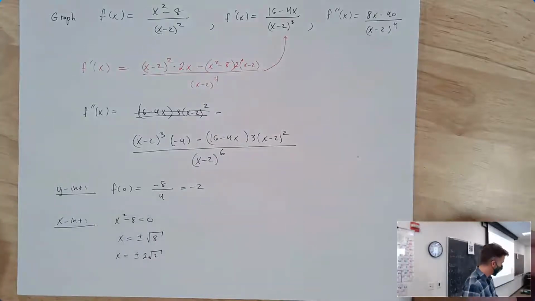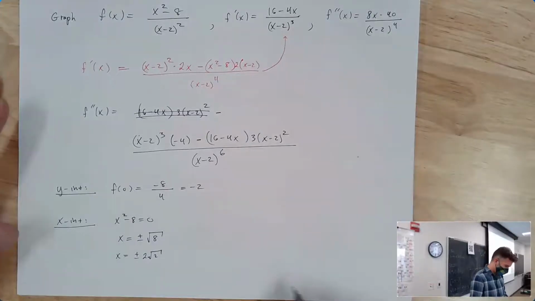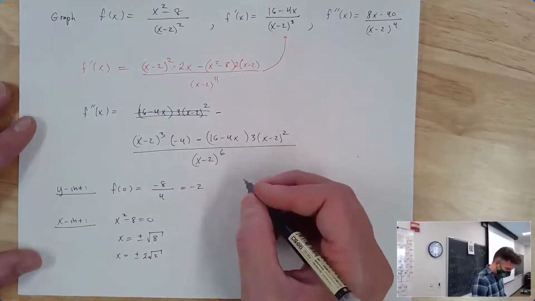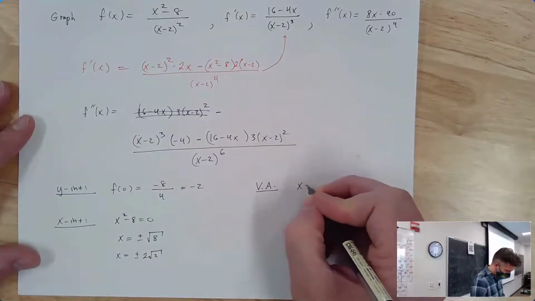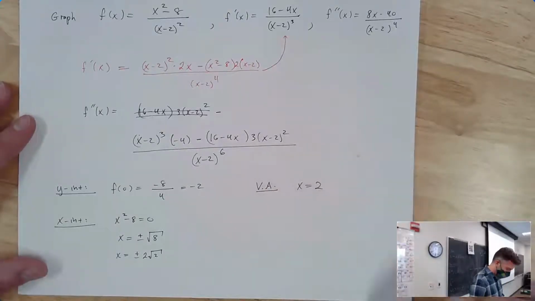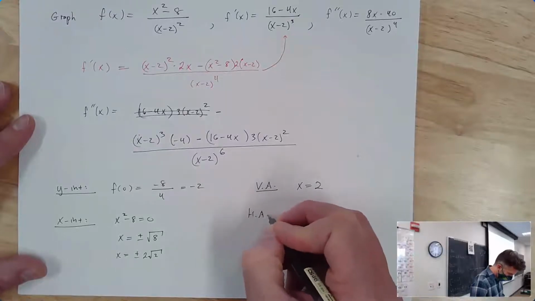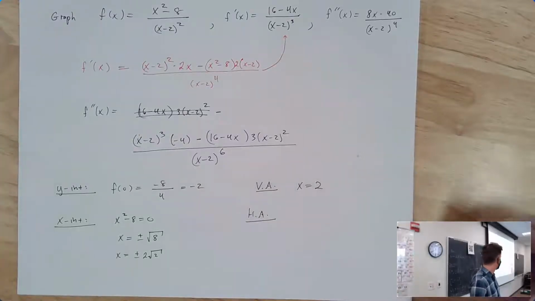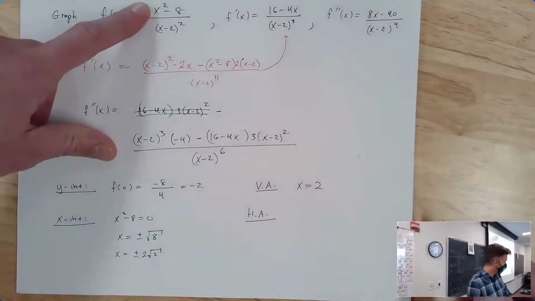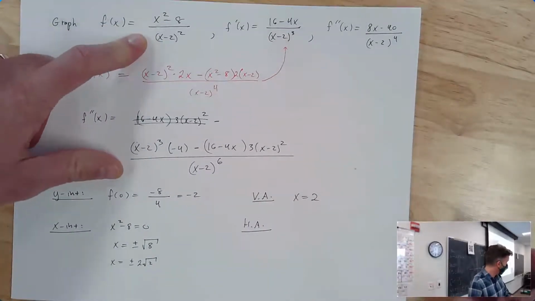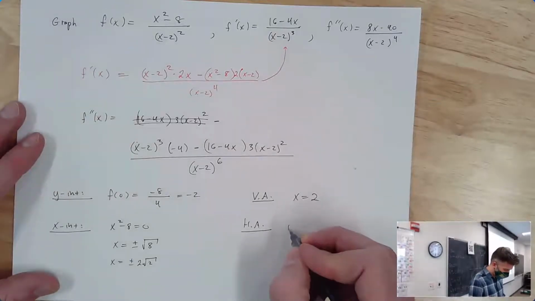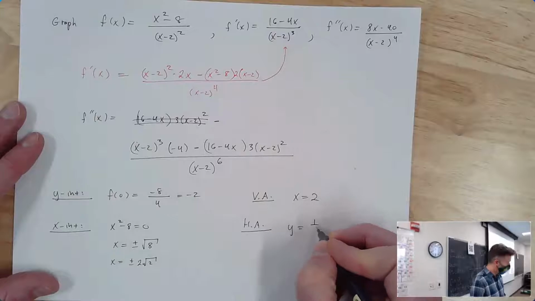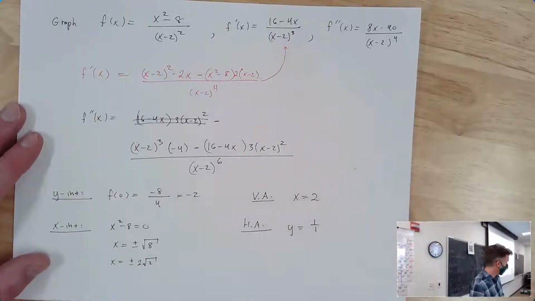Great. Let's find the asymptotes. So I definitely have a vertical asymptote at x equal to 2. I definitely have a horizontal asymptote. What's my horizontal asymptote? Well, the degree on top is 2. If you multiply out the bottom, the degree on the bottom is also 2. So my horizontal asymptote is y equal to 1 over 1, the leading coefficient on top divided by the leading coefficient on the bottom.